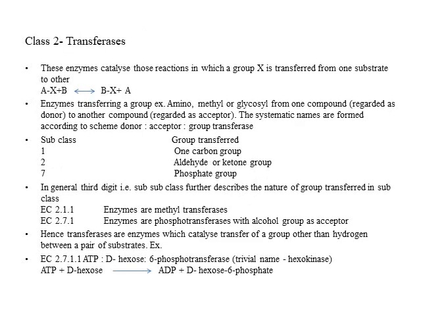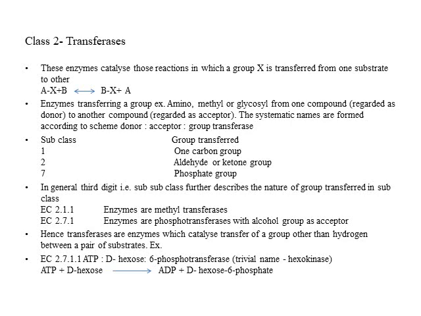Class 2, transferases. These enzymes catalyze reactions in which a group X is transferred from one substrate to another. The reaction is AX plus B gives BX plus A. Here the enzymes transfer an amino group, methyl group, glycosyl group, etc. from one compound regarded as donor to another compound regarded as acceptor. The systematic names are formed according to the scheme donor:acceptor group transferase.